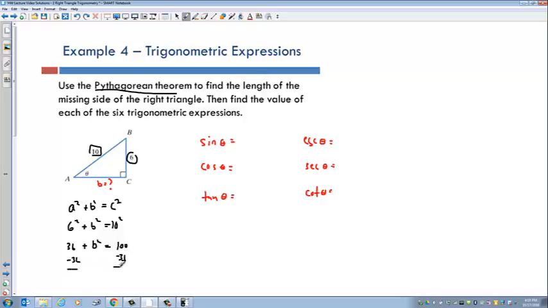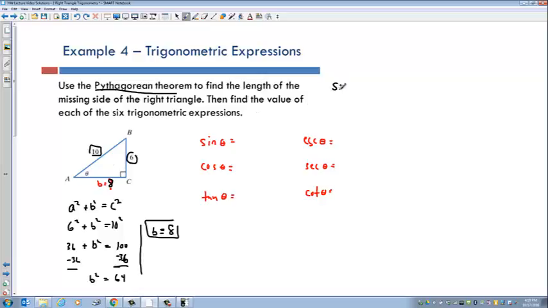I subtract 36 from both sides, and I get b squared equal to 64. Then you take the square root, and b is equal to plus or minus 8, but of course b is positive because it's the side of a right triangle, so b has to be equal to 8. So this question mark is actually an 8. Once I know that, I can SOHCAHTOA this.